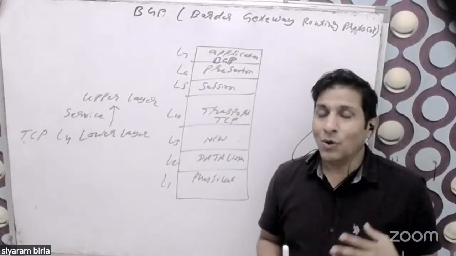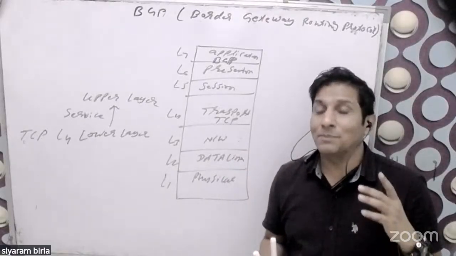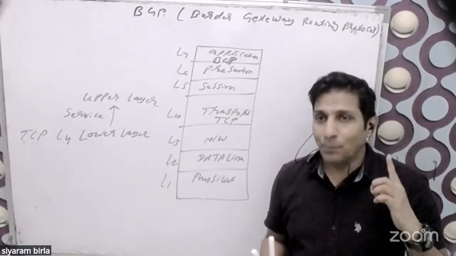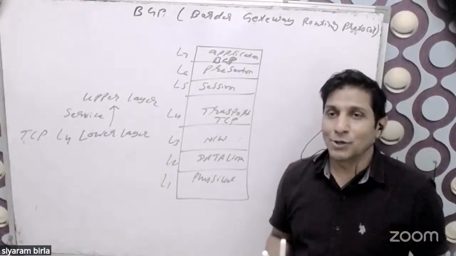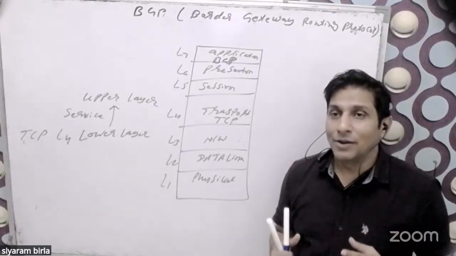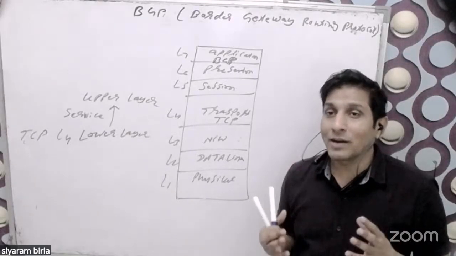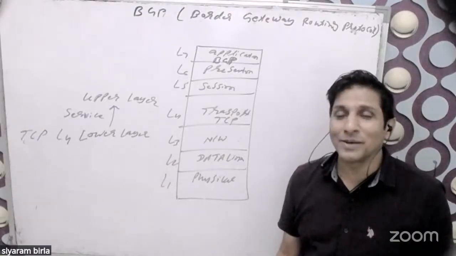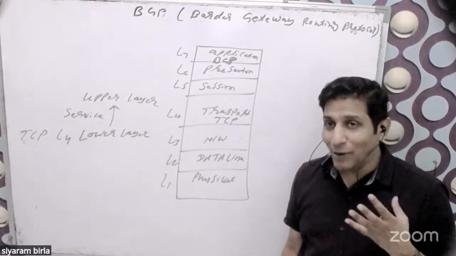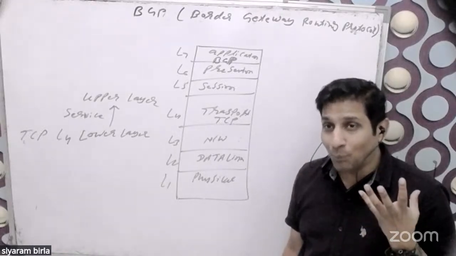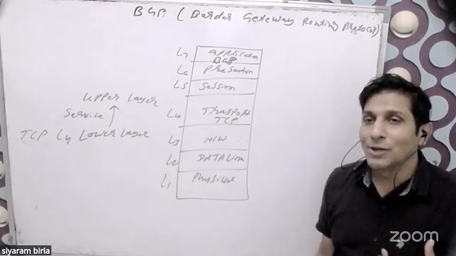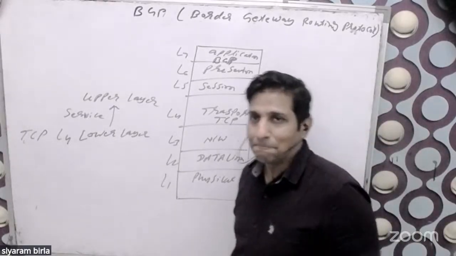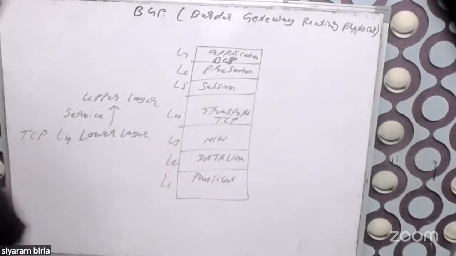PC or router, both know the protocol number and both know the port number. So what is the port number? Without the port number, the router cannot understand BGP. The router cannot understand OSPF. So they know only by the port number or protocol number. So let me explain about the port number. It is like an employee ID.